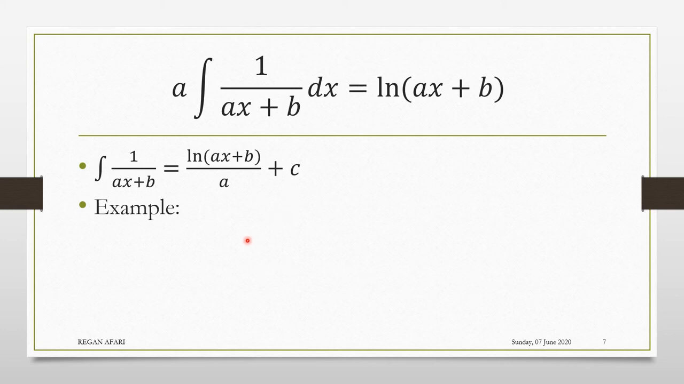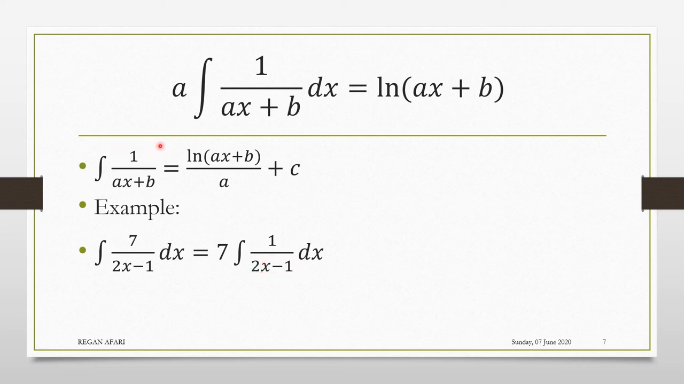So let's take an example. We have 7 over 2x minus 1. The first thing you would want to do is pull out the 7, so you have 7 times 1 over 2x minus 1, which is very similar to 1 over ax plus b. The answer is simply the log of this denominator divided by the coefficient, which is 2. Then we multiply by 7, so that's what we are going to do.